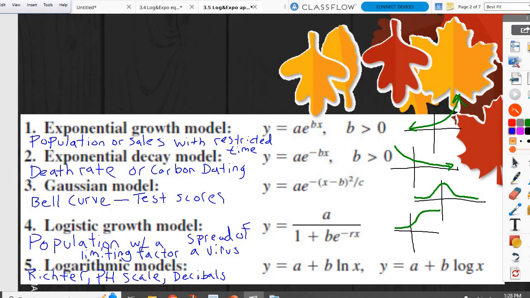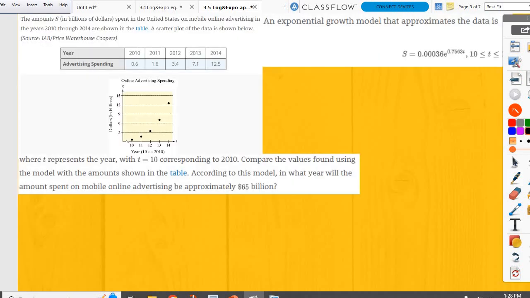Again, you need to know this top one, for your exponential growth, but the other ones you do not have to have memorized, okay? Now, you do need to know which situation would I use which model. Alright. Let's make us some examples.